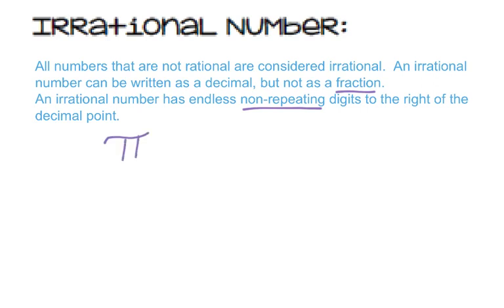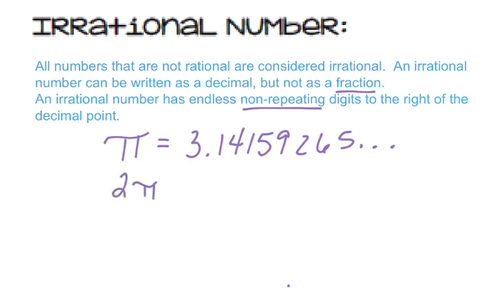Pi, anytime that you see pi, that is going to be an irrational number, and pi simplifies down to 3.14159265, and it keeps going on and on forever. There's no pattern there. So anytime that you see any number tag teamed with pi, so 2 pi, that would be irrational. 3 divided by pi, that would be irrational.